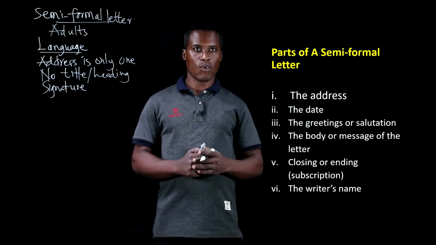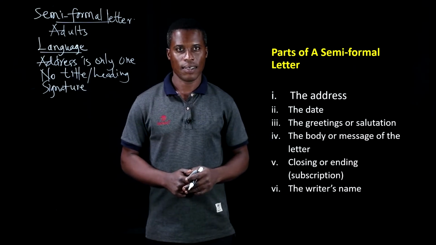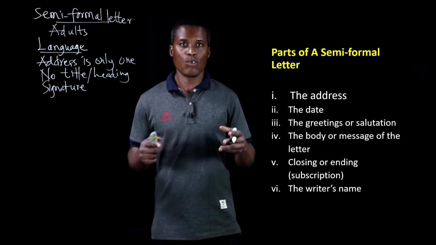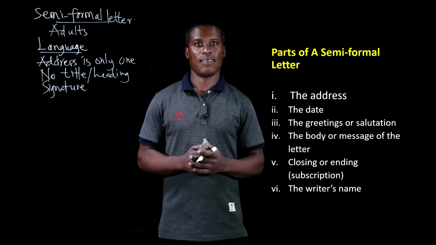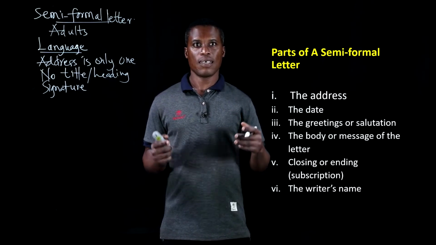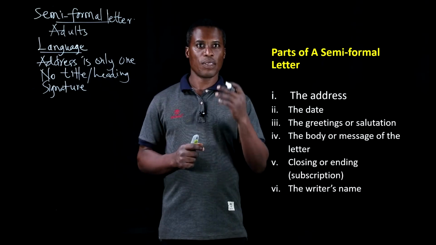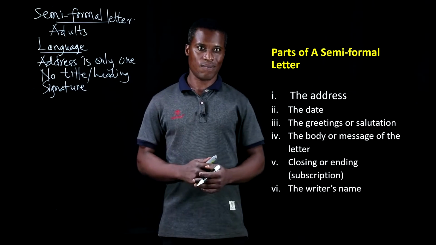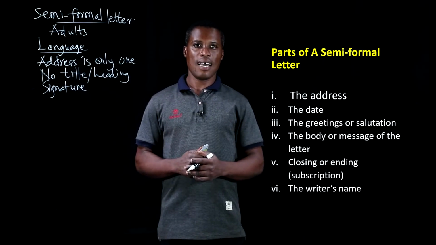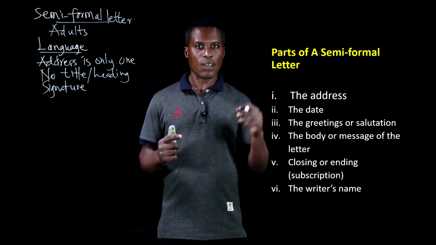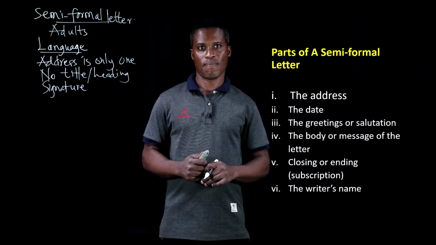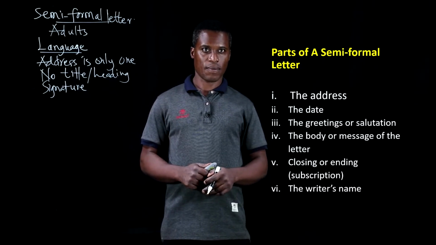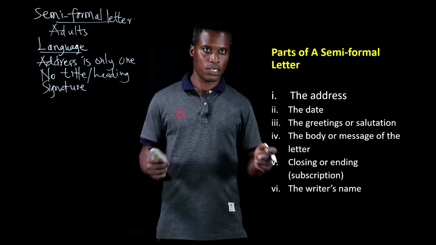Now let us identify the parts of a semi-formal letter. The address. The address is the same as the informal letter. You can use the same address. The date, the same date. The greetings or salutation. With the greetings, you have to write a greeting such as dear uncle, dear auntie, dear father. You can write the person's name. Very good. The body or the message of the letter. Closing or ending, that is subscription.